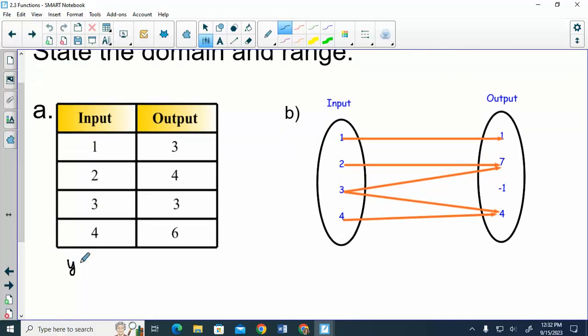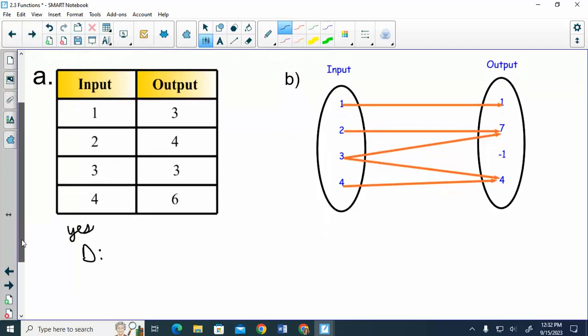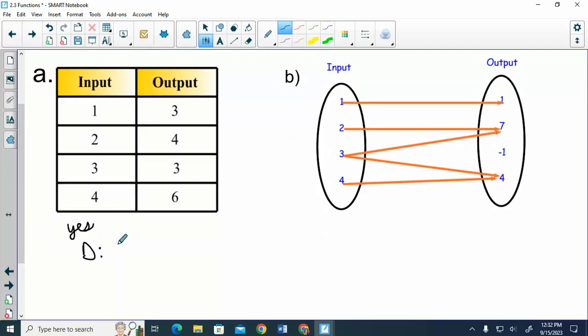Yes. The domain. Domain refers to the input or the possible x values. Since we only have those 4, we're just going to put them in a solution set. So the domain is 1, 2, 3, 4. What would the range be? 3, 4, and 6. Right. The 3 gets repeated, but you don't have to list it more than once. And if your numbers are out of order, that's okay.